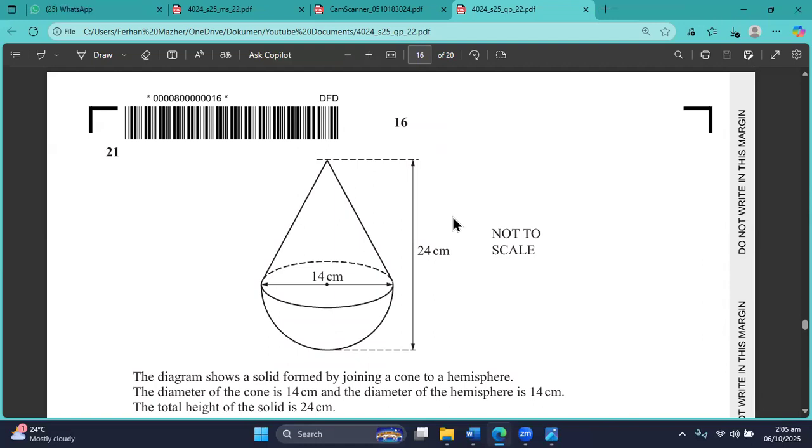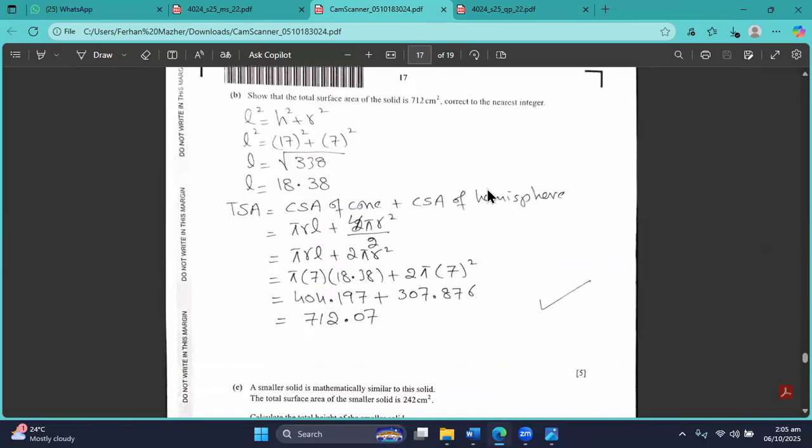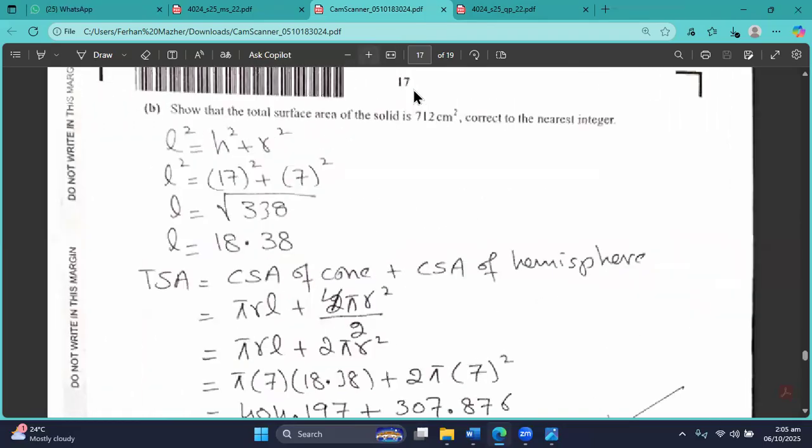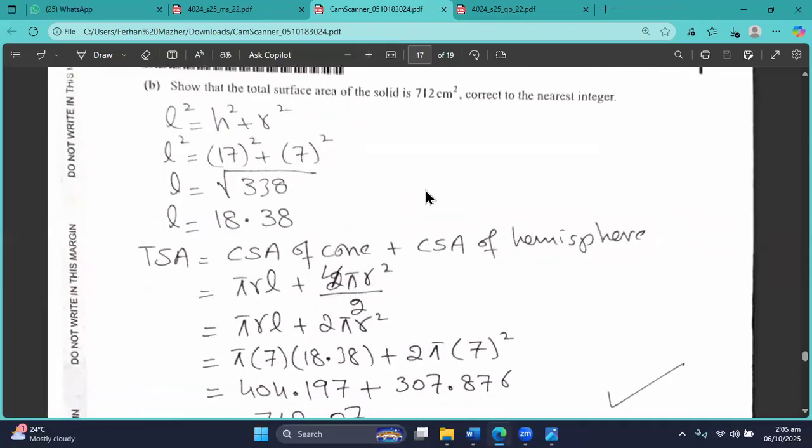So L square is equal to H square plus R square. You remember that formula. So here you go. We are finding the slant height of the cone. So L square will equal 17 square plus 7 square, that is 338. Take square root on both the sides. So L will be equal to 18.38.